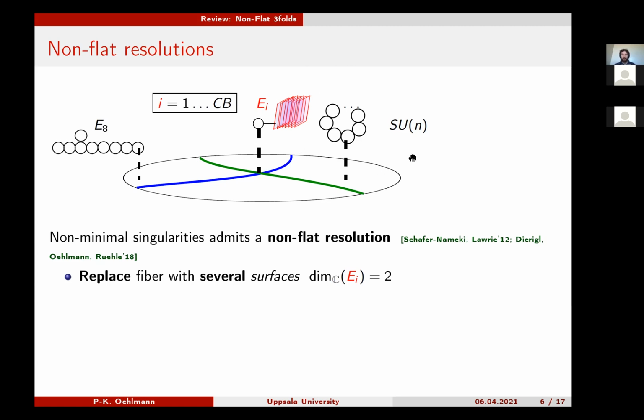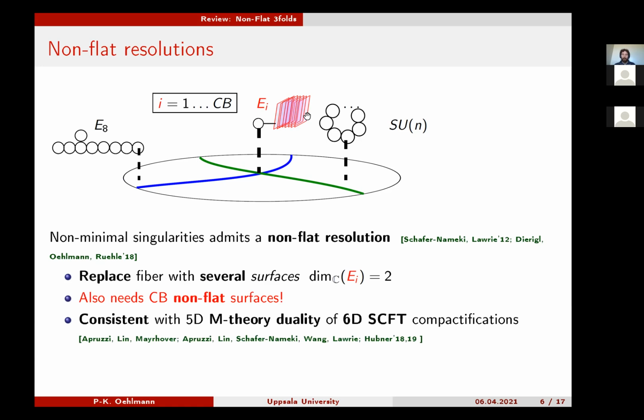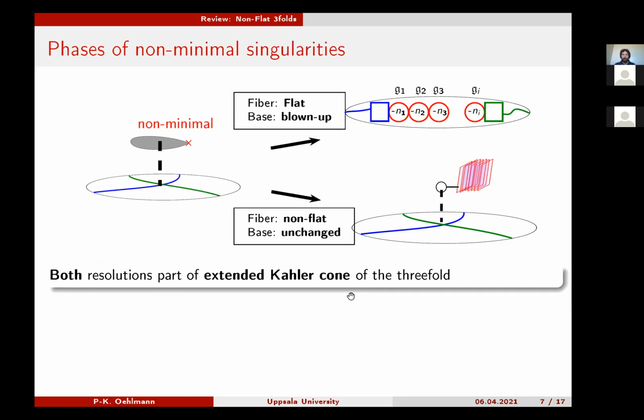The important takeaway here is that it requires exactly the same amount of surface components to resolve the singularity in a non-flat way as the amount of singularities that I had to blow up in the base and then the regular fiber singularities. And this is, of course, consistent with the 5D M-theory duality of these 6D SCFT compactifications that has also been looked at a lot in the recent literature. So again, this is the takeaway that you're having here.